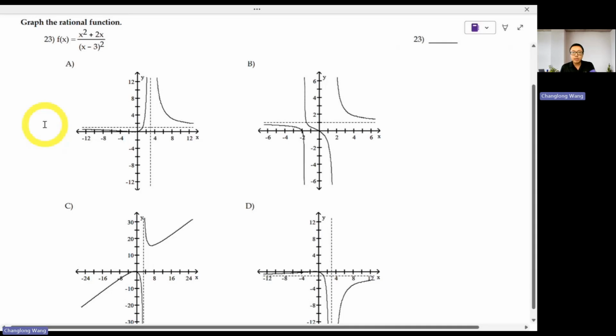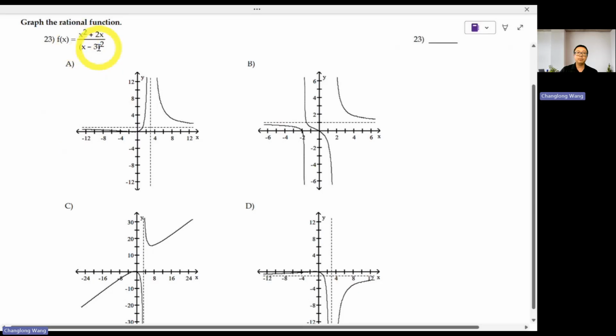So of course, you can take a look at those graphs and see if you can tell right away if any HA and VA or potentially some slant asymptotes could help you to figure out which option might be right. Then go back and see if you're supposed to have them based on the functional form.